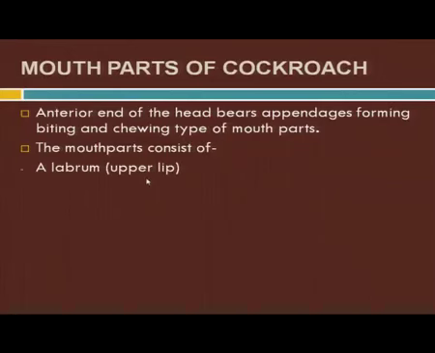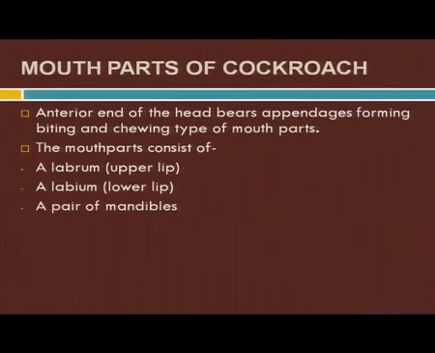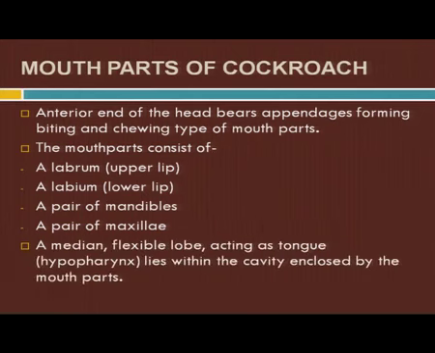chewing type. The mouth part consists of a labrum, upper lip, a labium which is the lower lip, a pair of mandibles, a pair of maxillae, and a median flexible lobe which acts as tongue or hypopharynx. It lies within the cavity enclosed by the mouth part. So, these are the mouth parts.